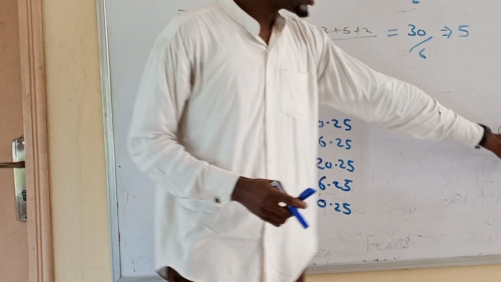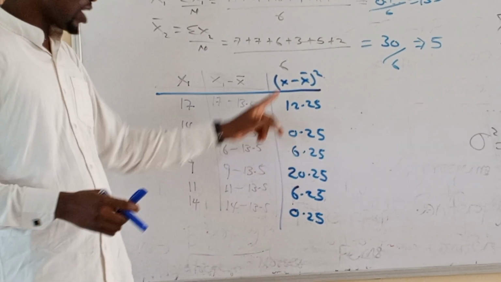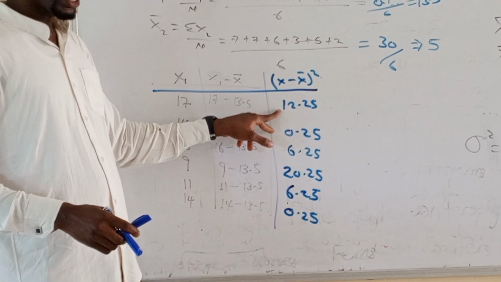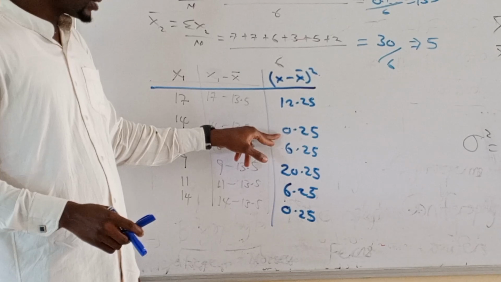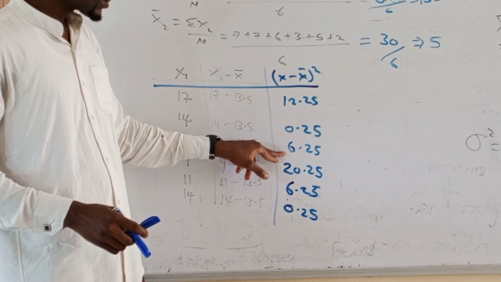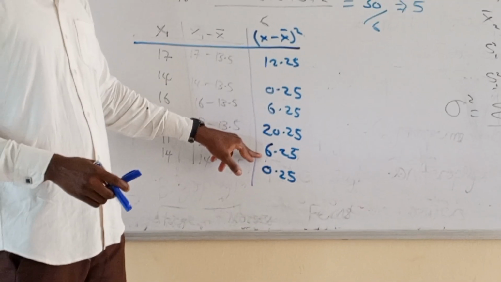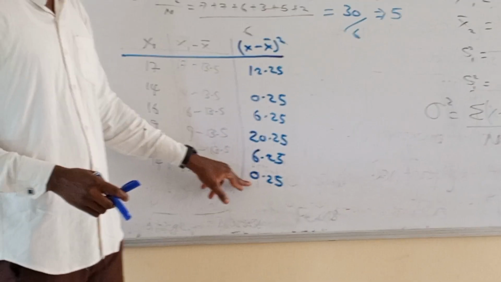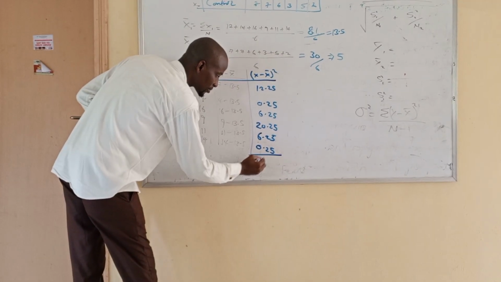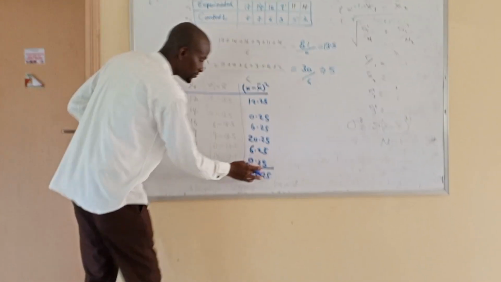We are almost done in our computation. Just like the formula has stated, summation. So it implies that you have to find the sum of all this that you have done. So let us sum it all together. 12.25 plus 0.25 plus 6.25 plus 20.25 plus 6.25 again, as well as plus 0.25. The total will give you what? 45.5.